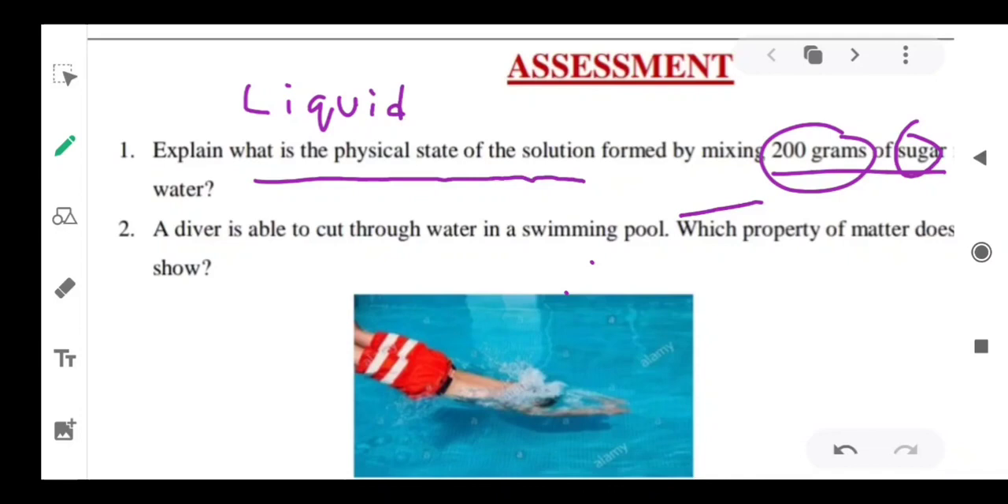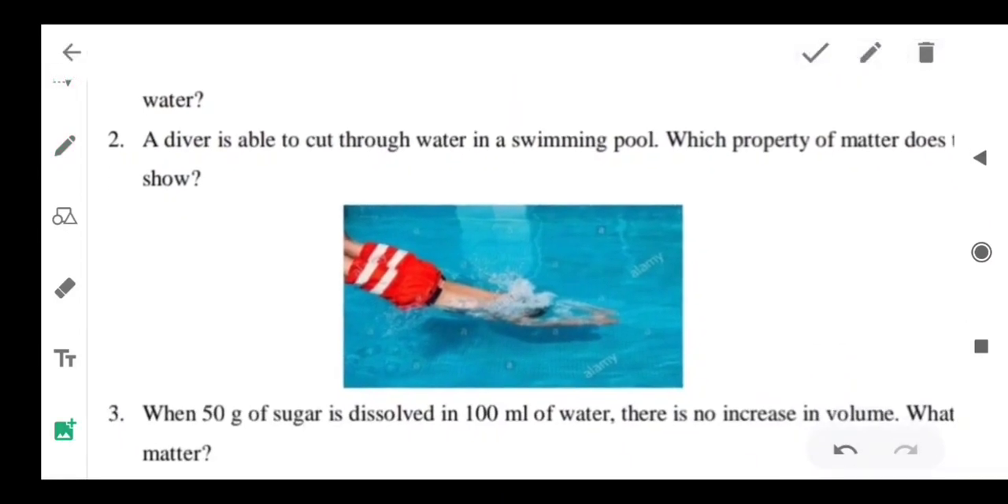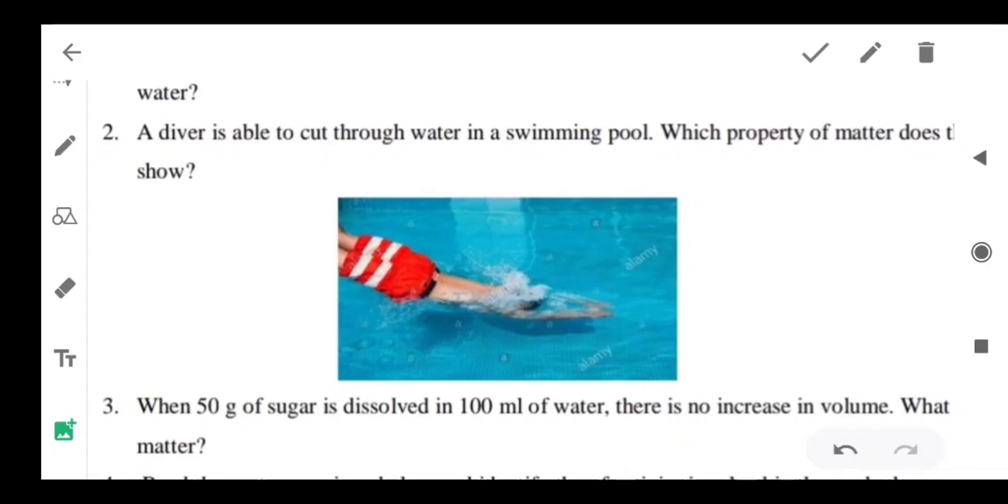So next, a diver is able to cut through the water in a swimming pool. Which property of matter does this show?